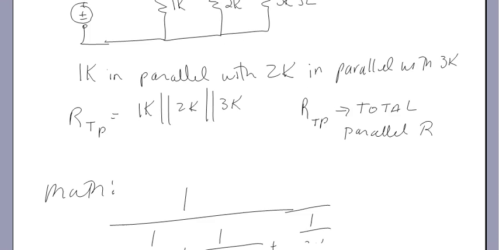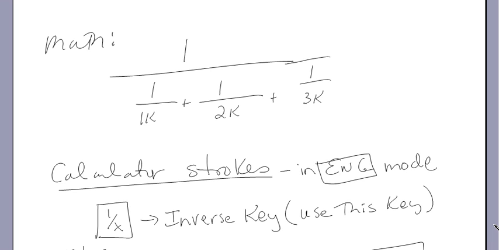So the math that's involved when you do this is the reciprocal formula. It's 1 divided by 1 over 1K plus 1 over 2K plus 1 over 3K. And 1 over the resistor is conductance, so it's actually 1 over the conductance of resistor 1 plus the conductance of resistor 2 plus the conductance of resistor 3.